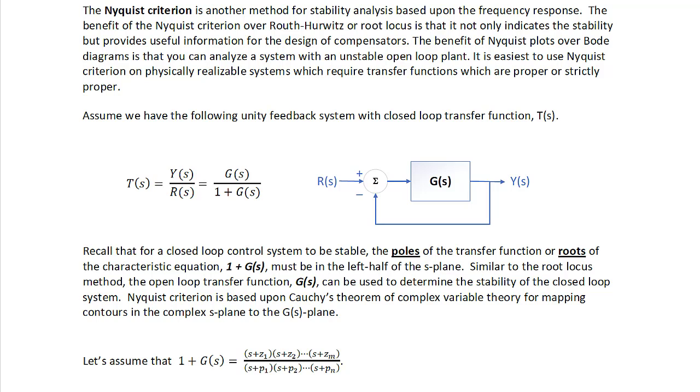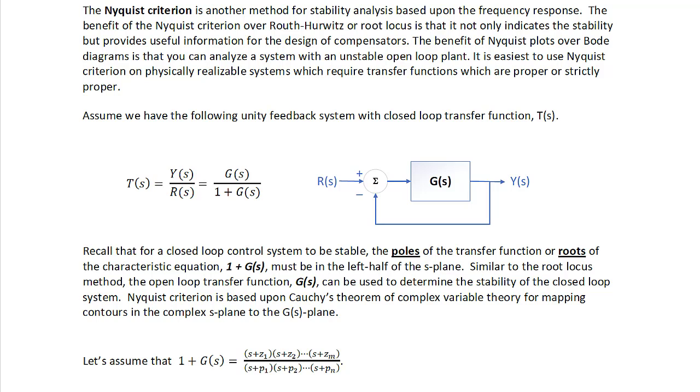Assume the following unity feedback system with closed loop transfer function T(s). T(s) is equal to Y(s) over R(s), or G(s) over 1 plus G(s). Recall that for a closed loop control system to be stable, the poles of the transfer function, or roots of the characteristic equation, 1 plus G(s), must be in the left half of the s-plane. Similar to the root locus method, the open loop transfer function G(s) can be used to determine the stability of the closed loop system.